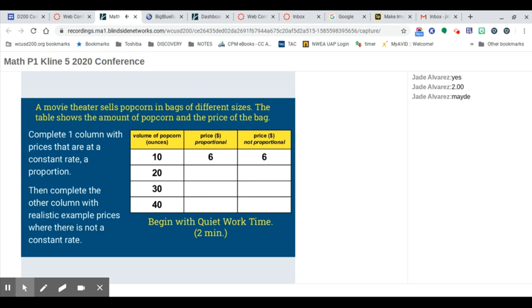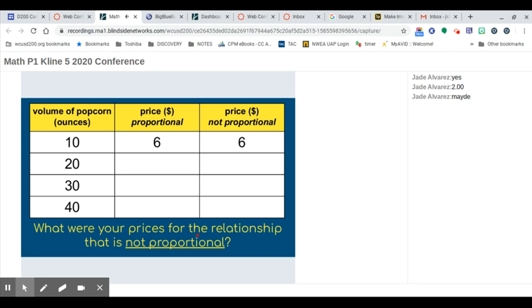Alright, so we're going to complete a table with a proportional relationship and then a not proportional relationship. So proportional means they all have the same unit rate. So if these all go up by 10, these will all go up by 6. So I'll have 6, then 12. Do you know what comes next? Answer me in the chat.